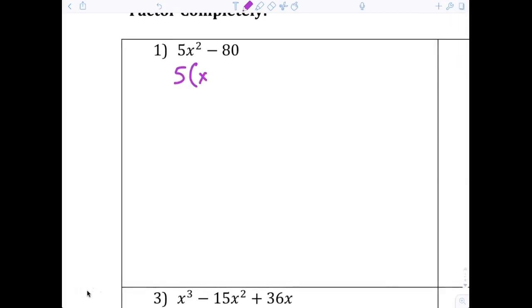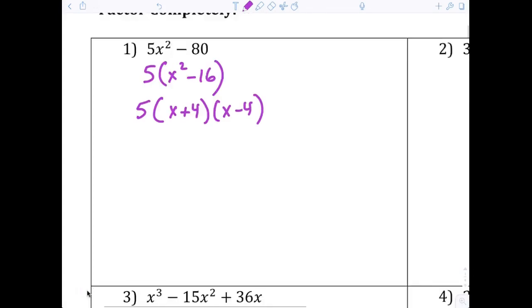You're left with x squared minus 16. And now you're factoring the x squared minus 16, which factors into x plus 4 and x minus 4. Remember, your job right now is to look at your work and see if there are any questions with number 1. Nobody? All right, take a look at number 2.